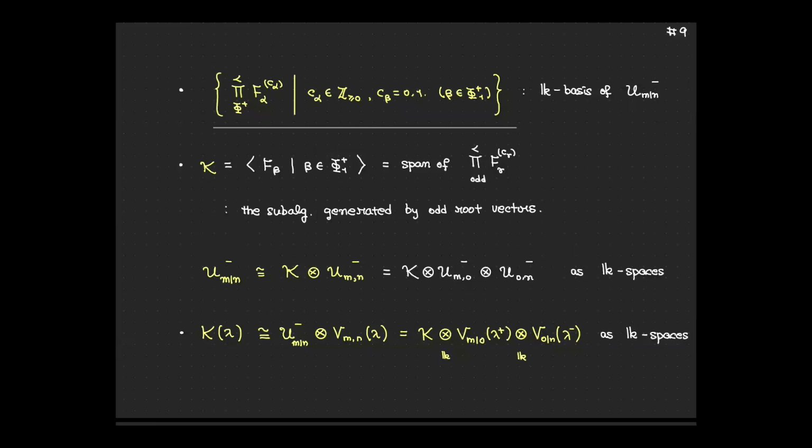We need this decomposition to think of this isomorphism. So K of lambda is the induced representation, where induction is taken from the irreducible representation of the Levi subalgebra. And if we want to think about its linear basis, then using the decomposition above, we can say that K of lambda is isomorphic to K tensor V_m comma n of lambda. So it is a tensor product of K and V_0 lambda plus, and then V_0 lambda minus.